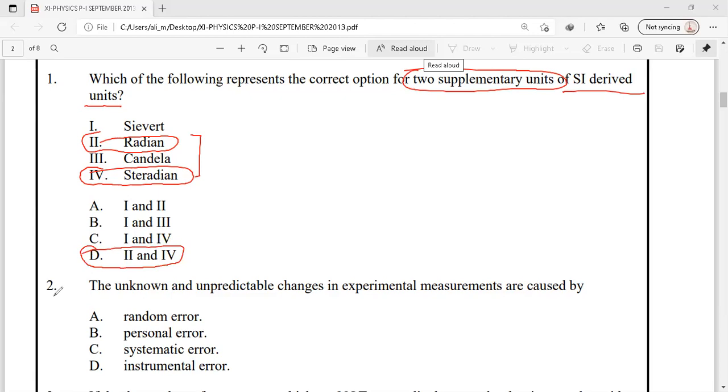Question number 2. The unknown and unpredictable changes in experimental measurements are caused by which of the following errors? So the errors that are unknown, unpredictable, unavoidable, and that we cannot do anything to remove, are known as random errors. So the correct answer is option A.